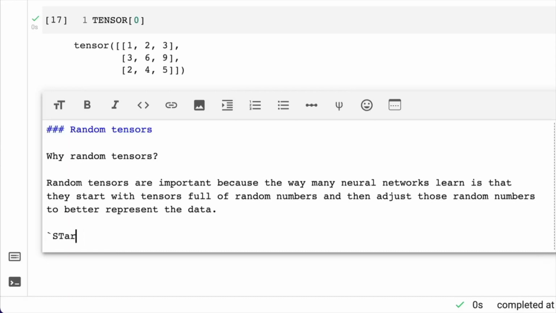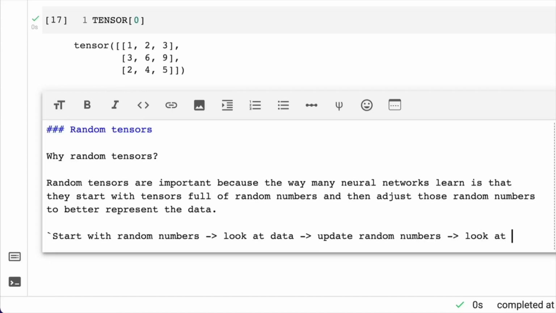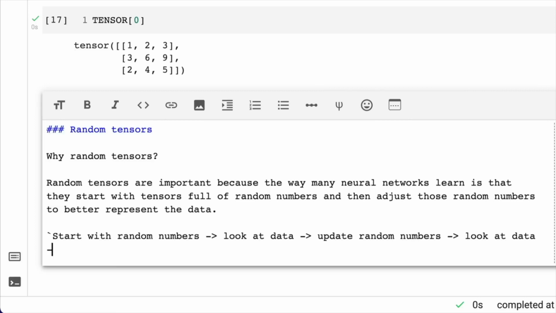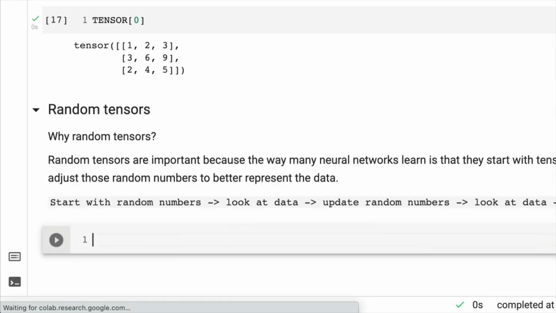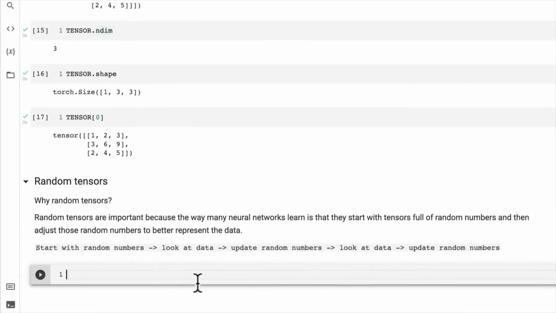I'm going to write in code here, which is what the tick is for. Start with random numbers, look at data, update random numbers, look at data, update random numbers. That is the crux of neural networks.